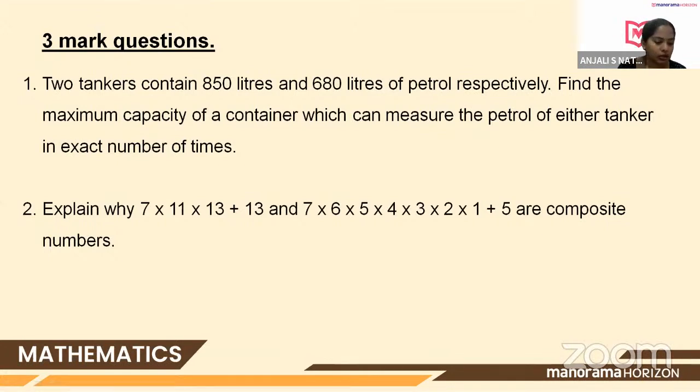Okay, then going to the 3-mark question. 2 tankers contain 850 liters and 680 liters of petrol, respectively. Find the maximum capacity of the container. Look here, maximum capacity. From this word itself, we can make it clear that we have to find HCF. Maximum means HCF. When we see maximum, don't look back. Then find the HCF of these 2 numbers, 850 and 680. So you can find the maximum capacity of a container.